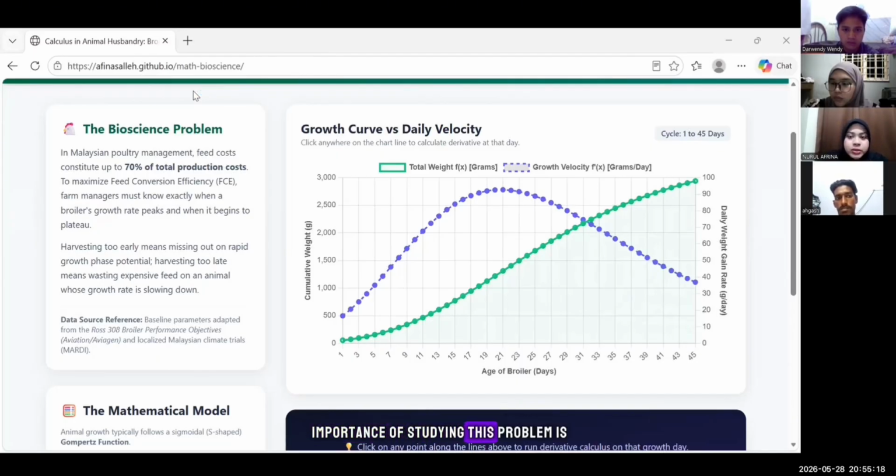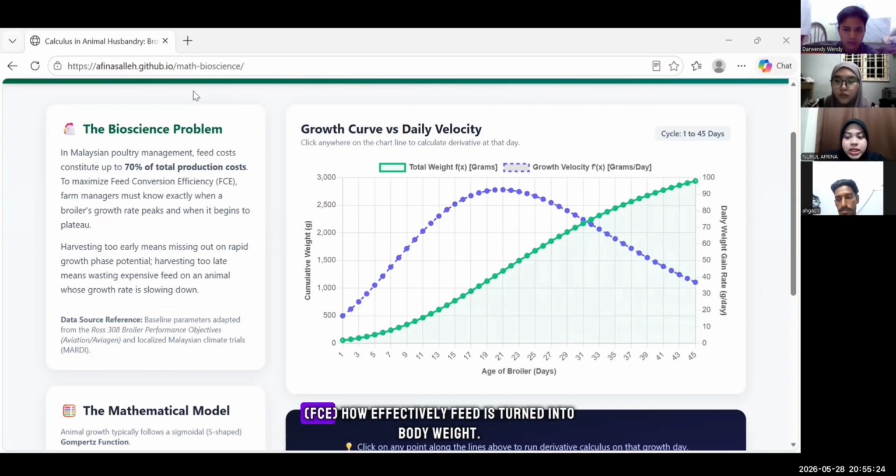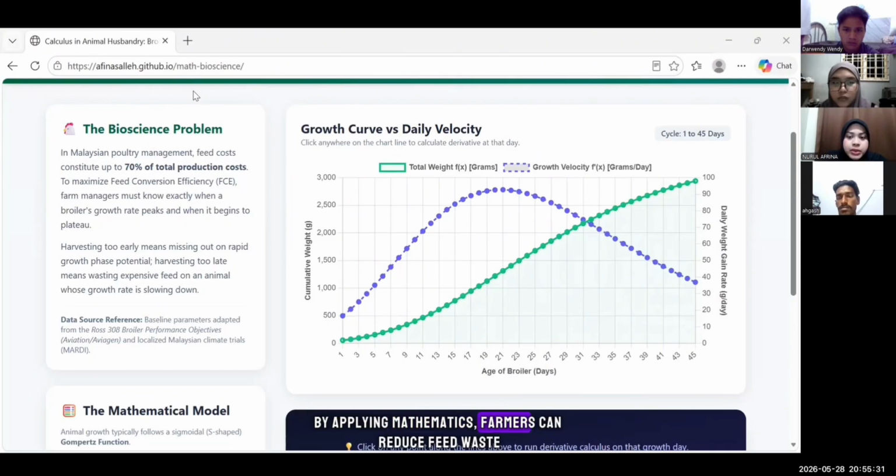The importance of studying this bioscience problem is to improve feed conversion efficiency (FCE), how effectively feed is turned into body weight by applying mathematics. Farmers can reduce feed waste. The second one is to increase profit margin and maintain animal welfare. This shows how biology and calculus can work together to solve a real agriculture challenge.